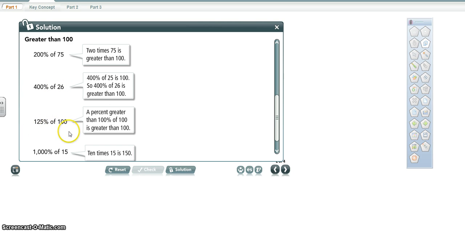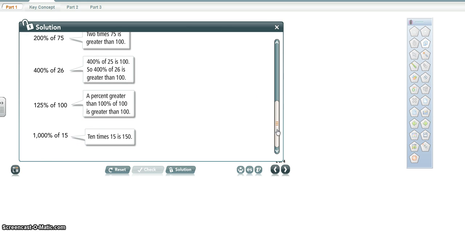125% of 100 would be greater than 1 times 100, so it's definitely greater than 100. 10,000% of 15 is like 100 times 100%. 100 times 15, which is 1,500, and that also would be greater than 100.